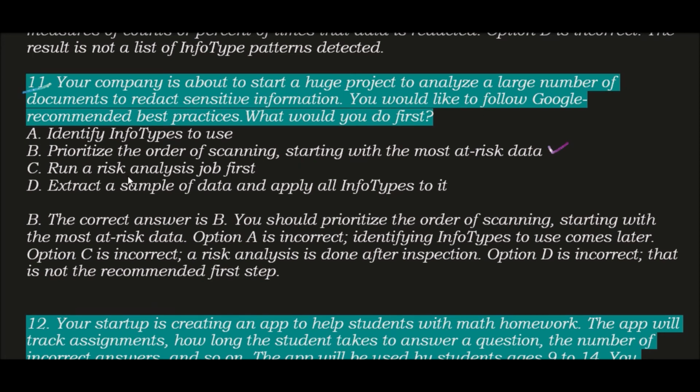Okay. Option C, run a risk analysis job first, is incorrect here because a risk analysis is done after inspection. That's why option C is discarded. Now option D, extract a sample of data and apply all info types to it, is incorrect because that is not the recommended first step. That's why the correct answer is option B. Prioritize the order of scanning starting with the most at risk data.